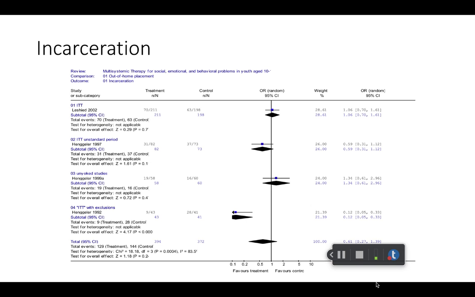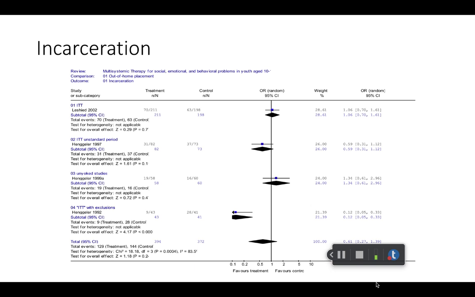So taking a look at study 1, if you move over to the right, you see the second column is treatment. This shows that 70 of the MST cases involved incarceration out of a total of 211 MST cases. And then going over to the next column to the right, you see that in the control group, 63 kids were incarcerated out of a total of 198 families in the control group. So that's the raw data right there. And then over on the right, you have the forest plot.